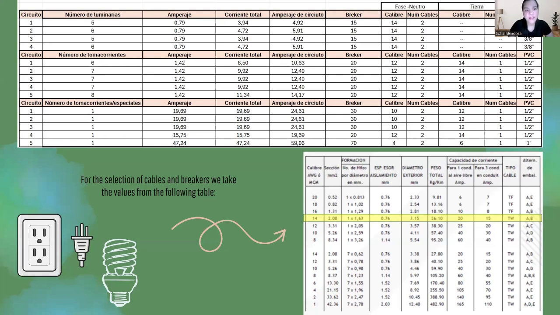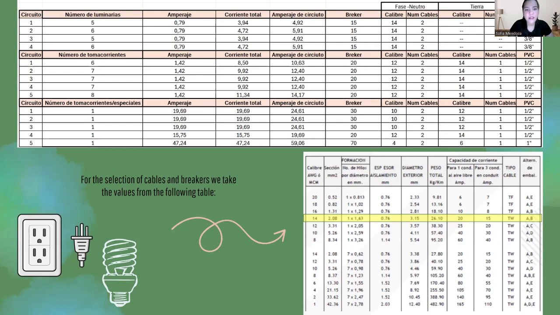In the outlet section, we have 5 circuits which work with an average of 11 to 14 amps. We take a 20 amp breaker for each circuit. We will need 2 cables of 12 gauge for the phase and neutral, and 1 cable of 14 gauge for ground. The pipe needed for this circuit is a half-inch.